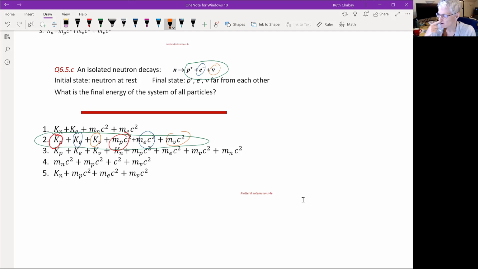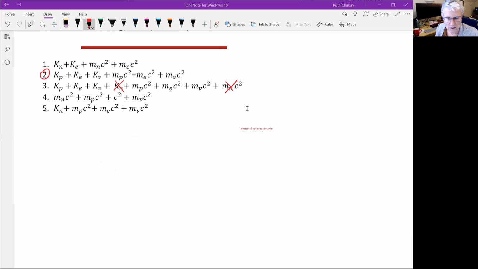Now, answer 3 isn't correct. Answer 2 is correct. Answer 3 is not correct because the neutron isn't there anymore. It's gone. It fell apart. We can't have the neutron in the final state because it no longer exists. The particle exploded and turned into other things. So the neutron is gone, and all we've got is these other particles. Once we chose a system, we had to stick to it.